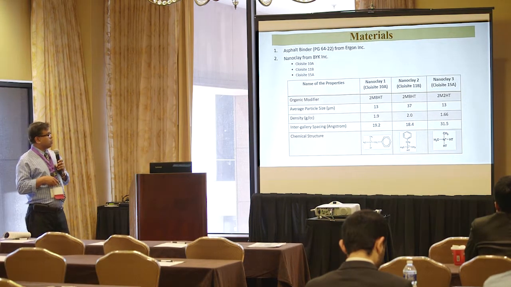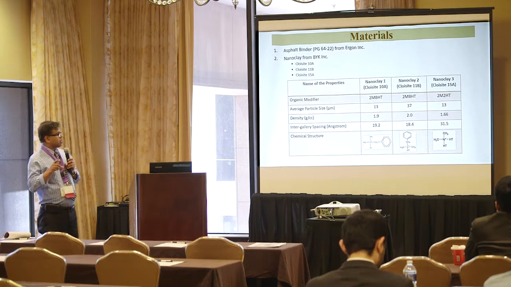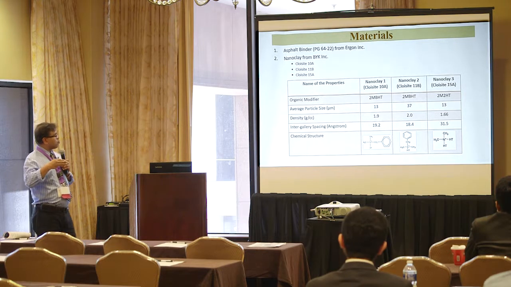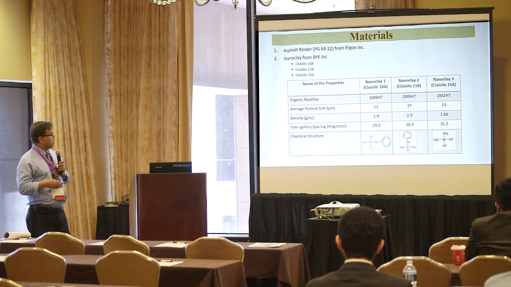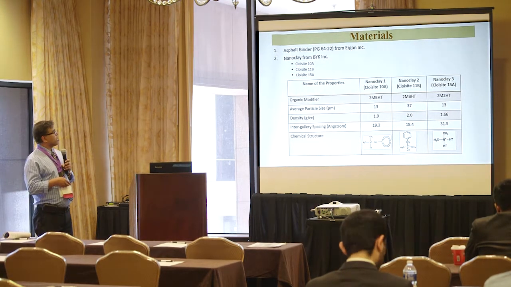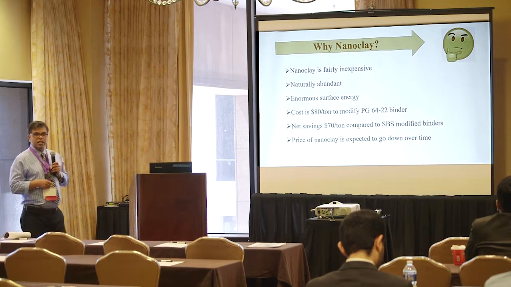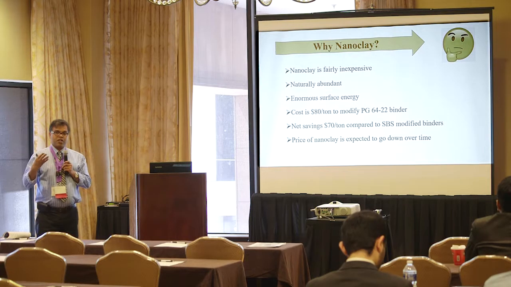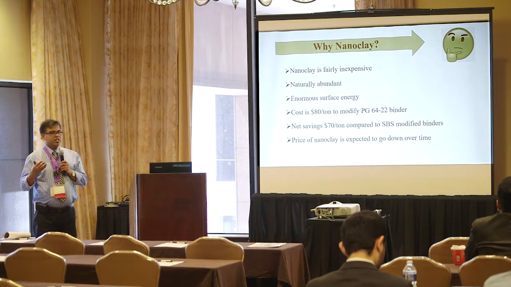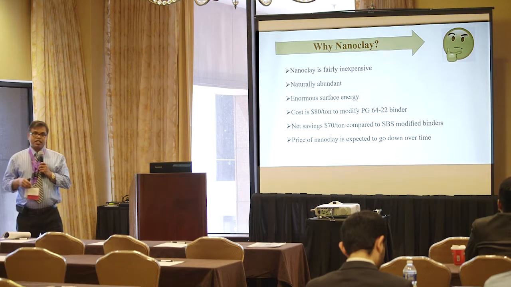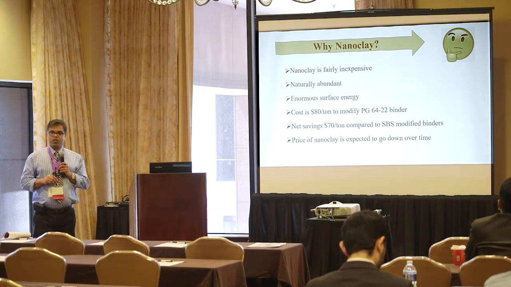So we looked into a certain range of intergallery spacing property of the nanoclay, and the chemical structures are also provided here. And again, nanoclay is basically montmorillonite. Montmorillonite, as you know, is a silica octahedron and alumina octahedron and silica tetrahedron. So then you have this montmorillonite structure.